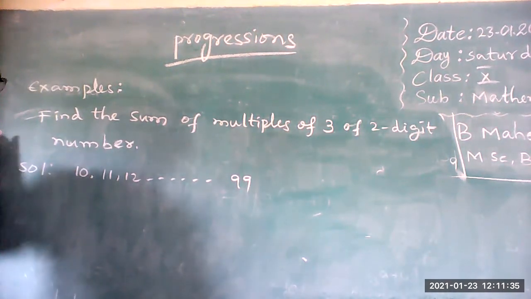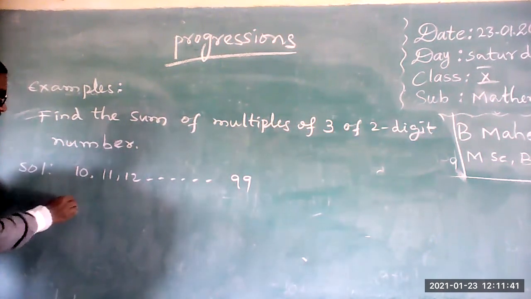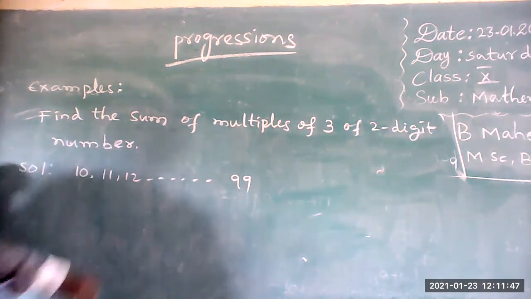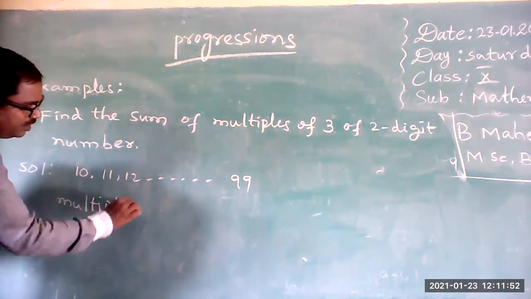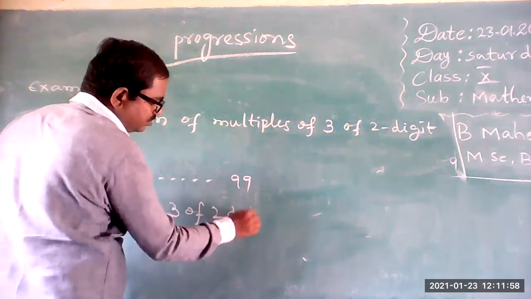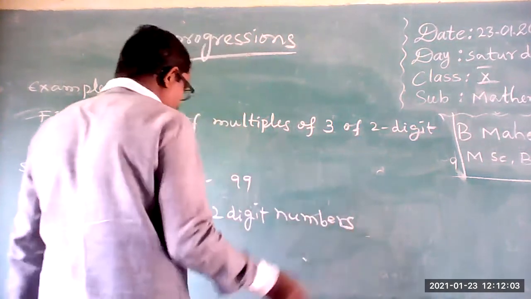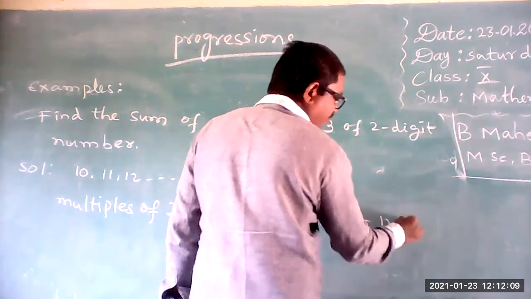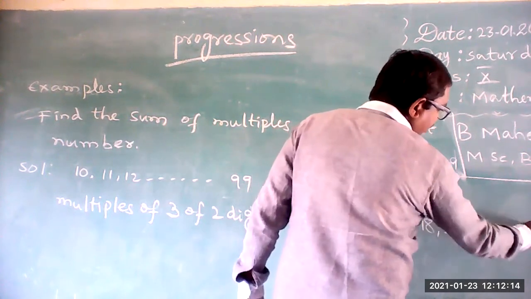So in this given series, first you find the multiples of 3. 10 is not a multiple of 3, 11 also is not a multiple of 3, so 12 is. The multiples of 3 among two-digit numbers are 12, 15, 18, 21, and so on up to 96 and 99.